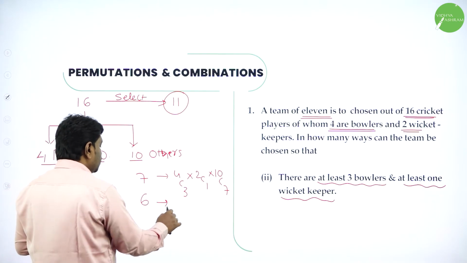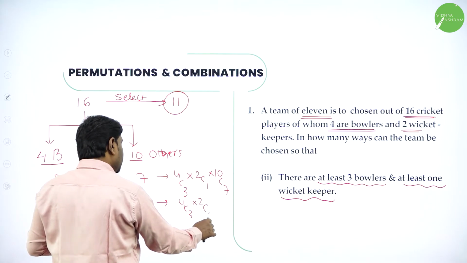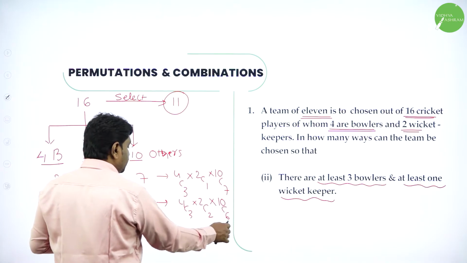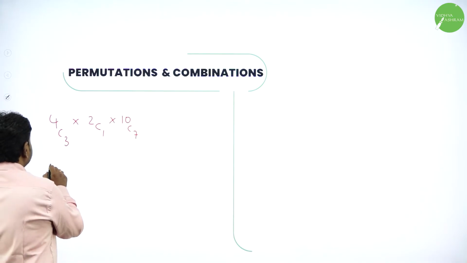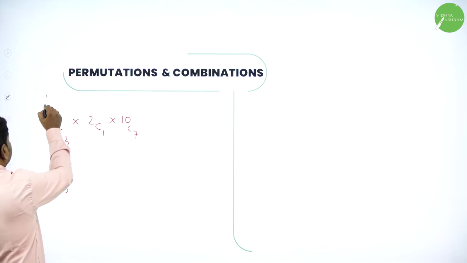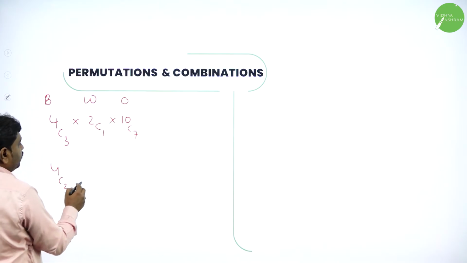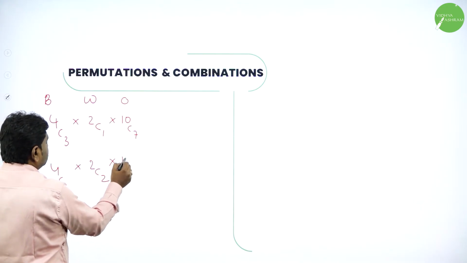So out of 4 I selected 3 bowlers, out of 2 wicket keepers I selected both, and out of 10 others I selected only 6, because I want 11. So 4C3, 2C2, 10C6. This is selecting bowlers, selecting wicket keepers, selecting others: 3 bowlers, 2 wicket keepers and 6 others.